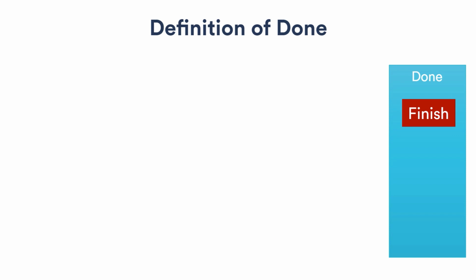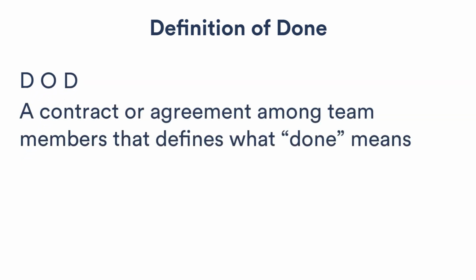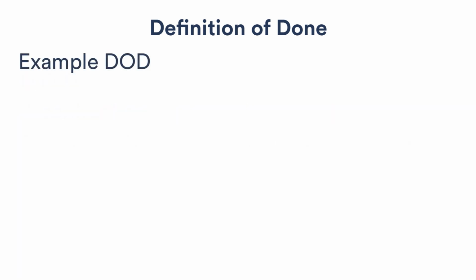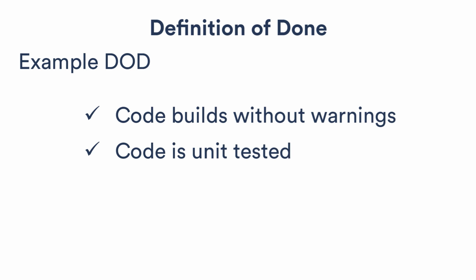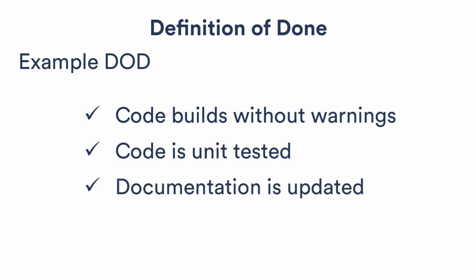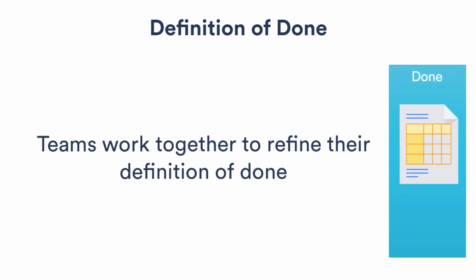Many steps and handoffs must happen before the team reaches the done column. To help determine what done looks like, teams define their definition of done. The definition of done is a contract or list of requirements that need to happen for an issue to be considered complete. Here's an example. A software team may identify their definition of done requirements in the following way. Code builds without warnings, code is unit tested, and documentation is updated. Three different steps. When you move an issue to the done column, you're saying that it's indeed complete and meets your team's specific requirements. The definition of done is an area that your team will spend significant time refining to get it right.